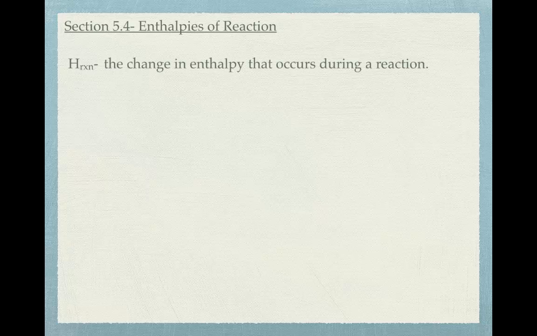We're now going to look at enthalpies in the context of reactions, which are called the enthalpies of reaction. We represent this with an H for enthalpy and Rxn for the reaction. So the enthalpy of reaction is just the change in enthalpy that occurs during a reaction. And when we incorporate this enthalpy of reaction into the chemical equation, that produces what we call a thermochemical equation.